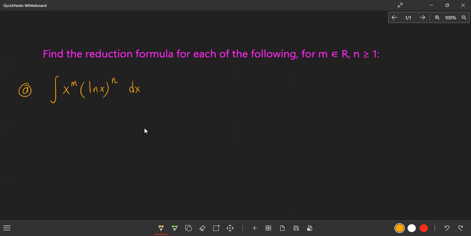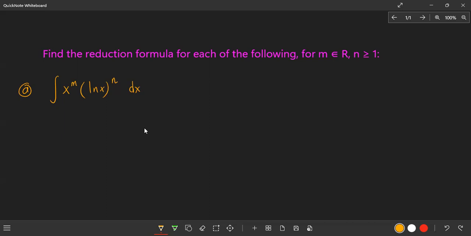Okay, so the first thing you're going to do here, every time you're finding the reduction formula of something, make sure that you use integration by parts. Every time you're using integration by parts, you have to choose which function you're going to integrate and which function you're going to differentiate. So you have two functions here, x to the power m and natural log x to the power n, and you have to choose which one you can easily integrate and which one you can easily differentiate.